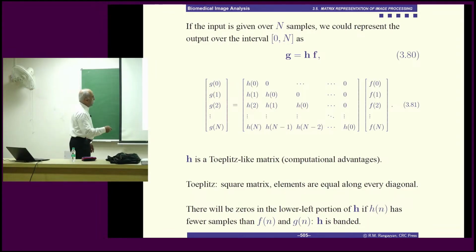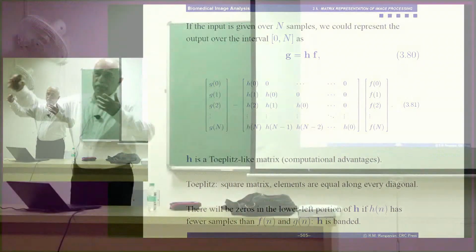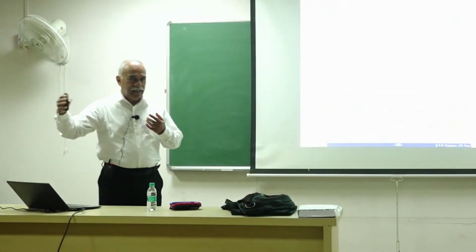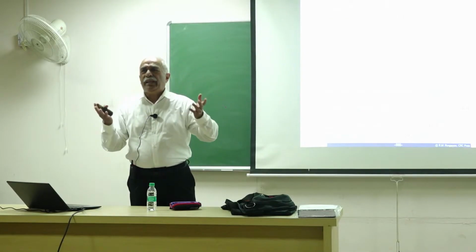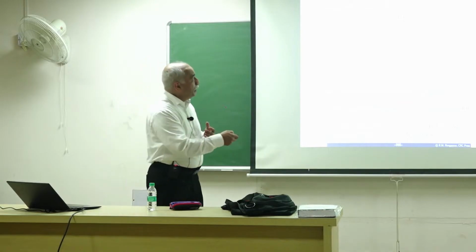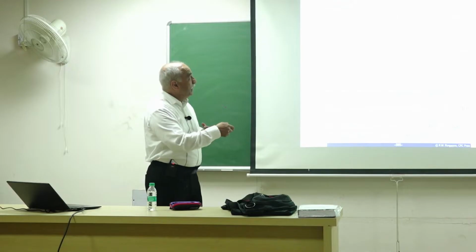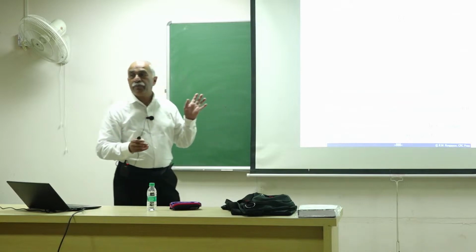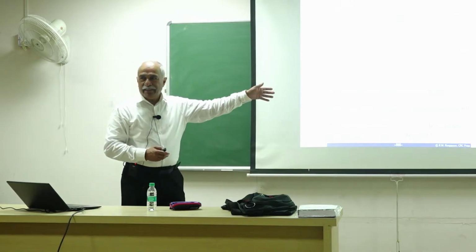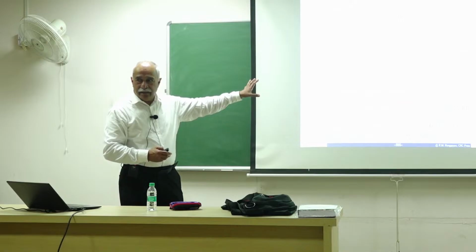There will be zeros in the lower left portion here if Hn has fewer samples than Fn and Gn, and H is then said to be banded, zeros there and zeros here. The impulse response will not be long. Of course, there are filters with infinite impulse response, IIR filters. But if your filter is an FIR, finite impulse response filter with only 3, 4, 5 samples, but the input is long and the output is also long, then this matrix will only have maybe H0, H1, H2, and everything else is 0. You still have to write an n by n matrix for multiplication, right?